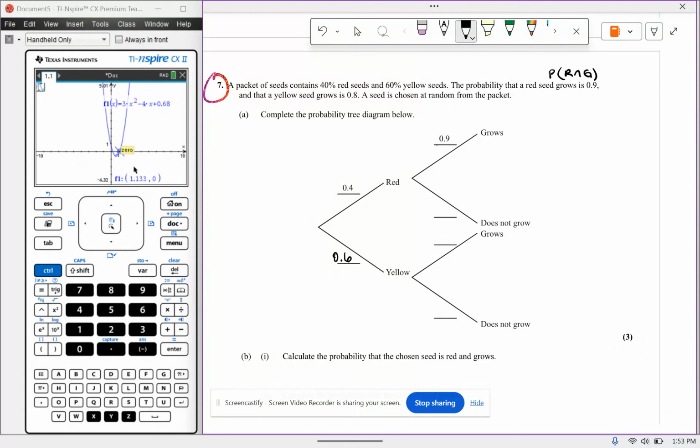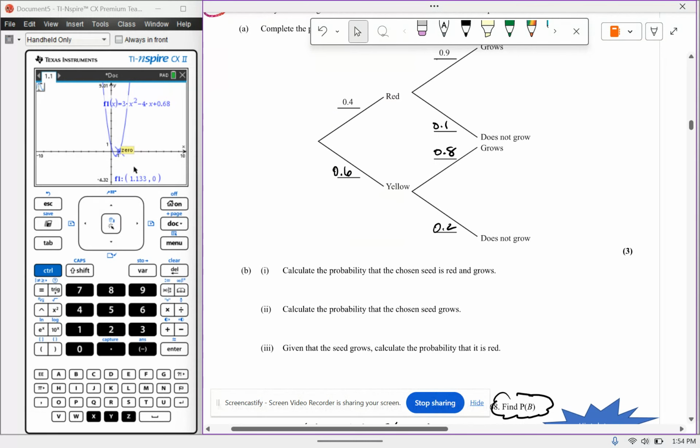And that a yellow seed grows is 0.8. Yellow seed grows. So what's going to go in that little grows line right there? They just gave it to us, right? If this was red seed grows, yellow seed grows would be this line right here. Okay? So we're on the yellow branch and we're putting in the probability that it grows. That's going to be 0.8. So now I can fill out the rest of this whole thing by just knowing my probability relationships. And I'm cooking. Here we go.